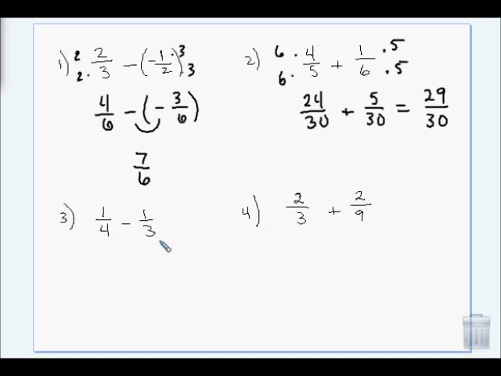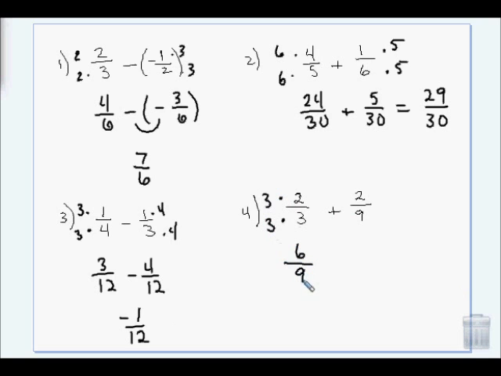Common denominator between 4 and 3? 12. So multiply this one by 3s, this one by 4s. 3/12 minus 4/12. Yeah, negative 1 over 12, right? Because 3 minus 4 is negative 1. And here, my common denominator between 3 and 9 is 9. So I only have to change one of the fractions.